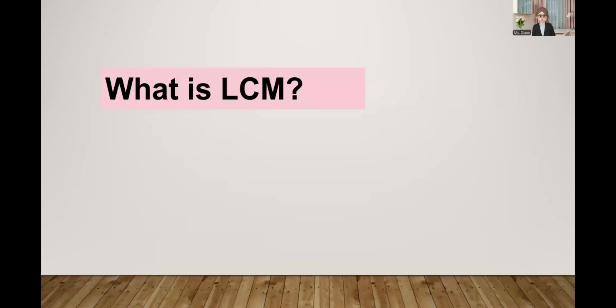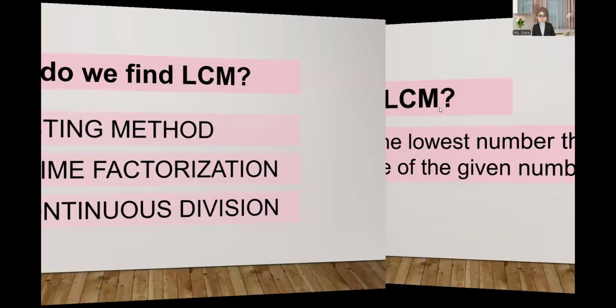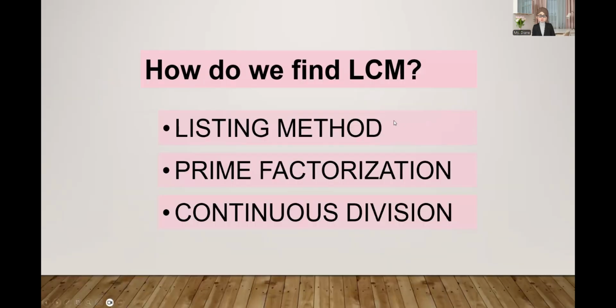Okay, next topic is the LCM. So what is the meaning of LCM? It is the lowest number that is a multiple of the given numbers. So how do we find the LCM? There are 3 methods. We have the listing method, prime factorization, and continuous division.